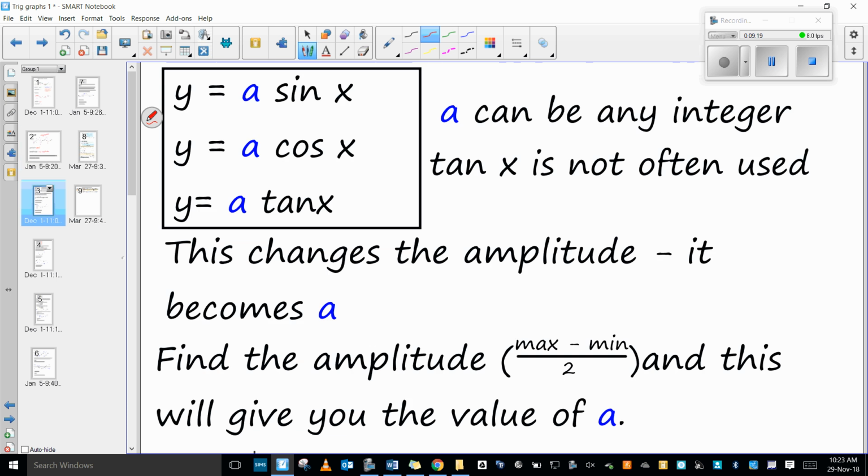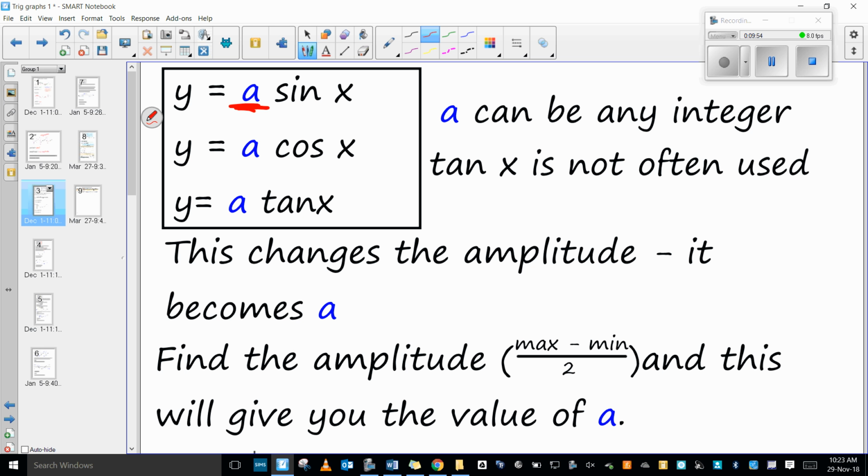Now, we've looked at transformations of graphs. Those transformations apply to these graphs as well. So let's think about how it might affect them. What did we say would happen if there was a number in front of a function? Remember, a number in front of it will stretch it. How would it stretch it? It would increase the y values.